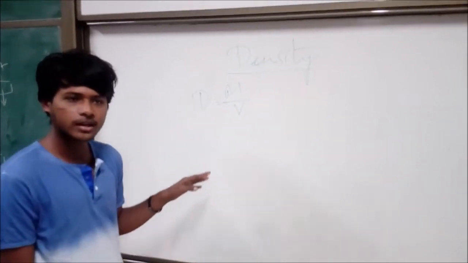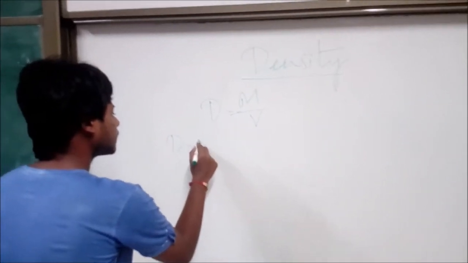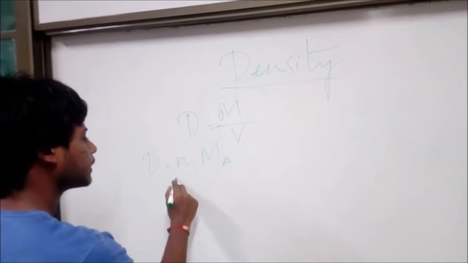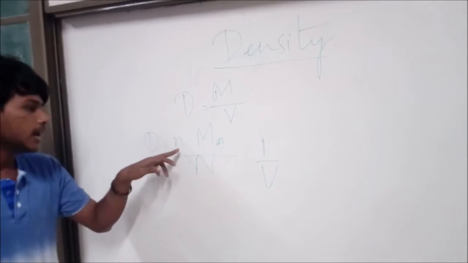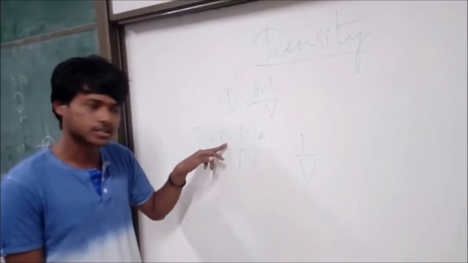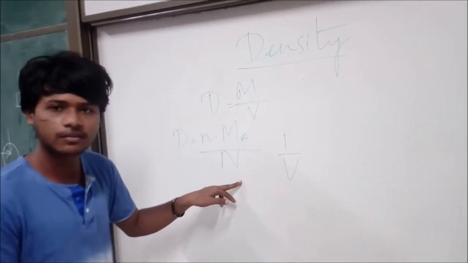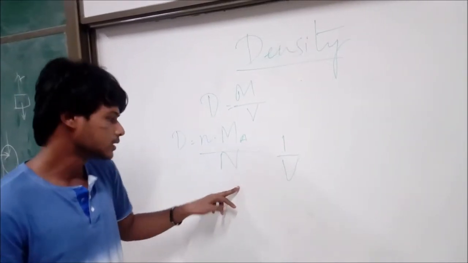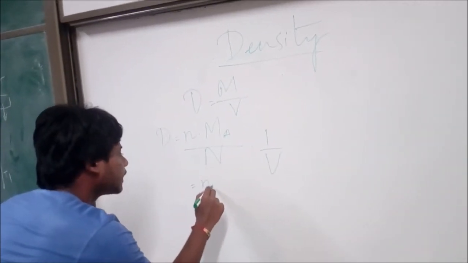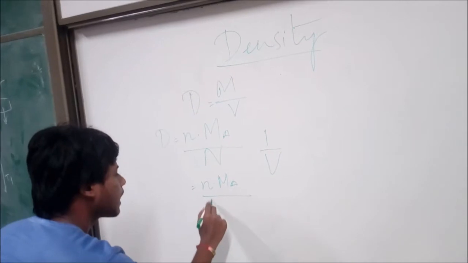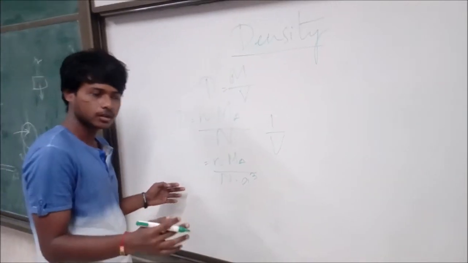In the same way, we will evaluate the formula for a unit cell. In place of mass, we will write N into M by capital N, and in place of volume, we will write 1 by V. By N we mean the number of atoms present in a unit cell. By M we mean the molecular mass, and by capital N we mean the Avogadro's number, which is 6.023 into 10 to the power 23. So the formula becomes N into M by capital N into A cube, as volume is given by A cube, since the edge of one unit cell is A.